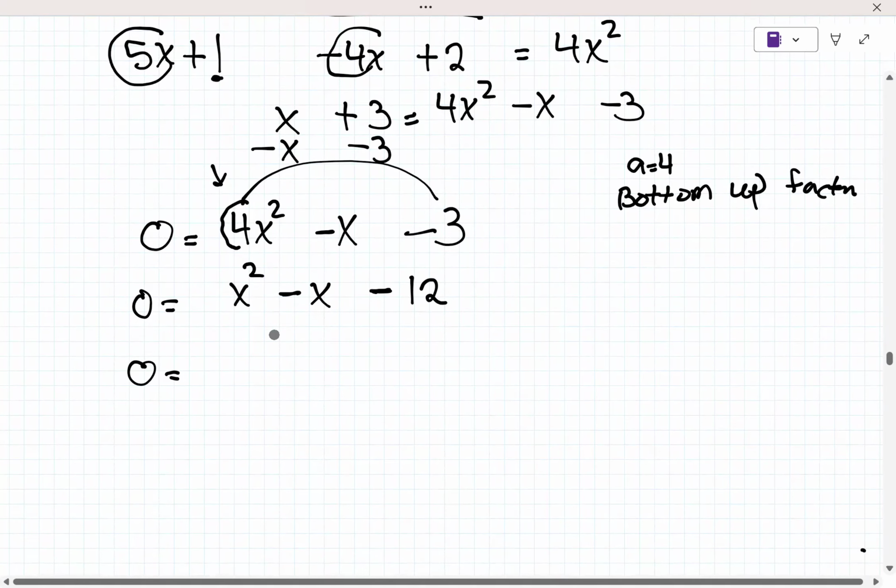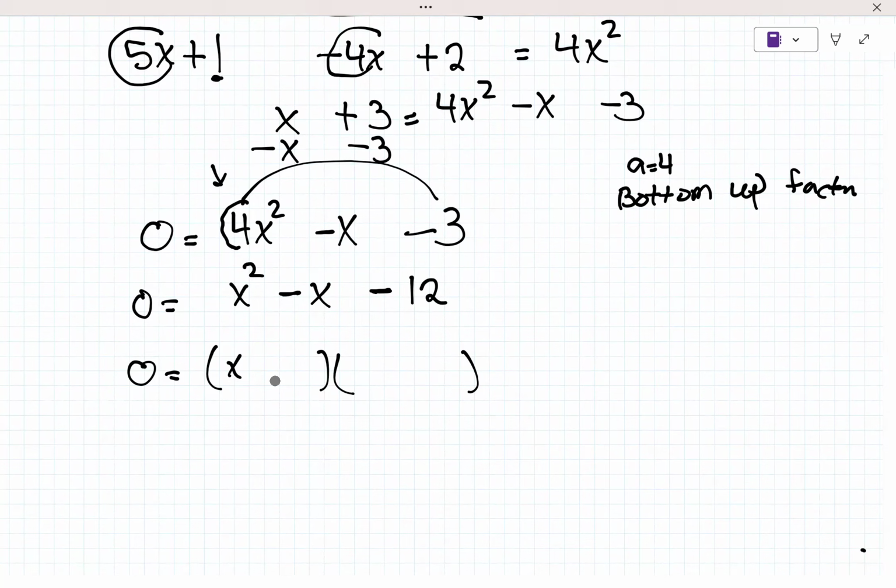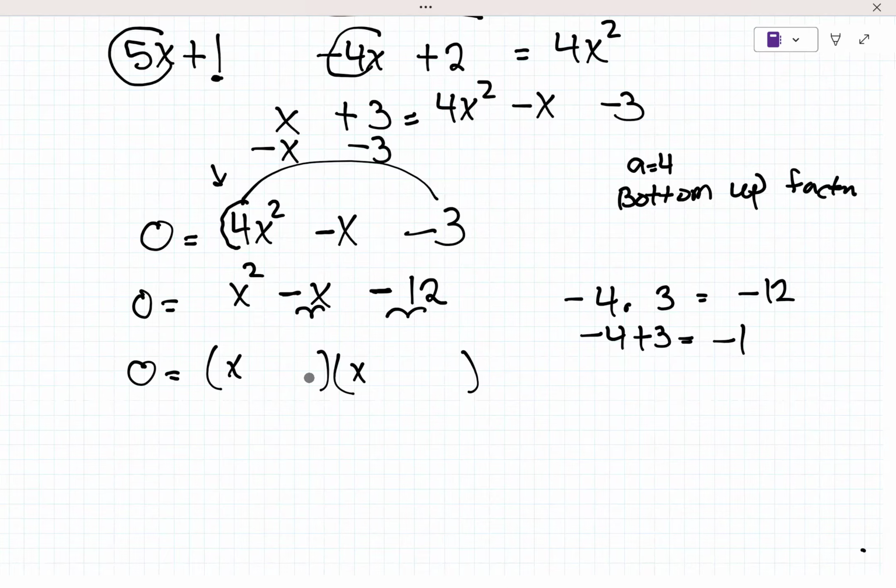This is going to be factored. Let's write out our two parentheses. So it's going to be x times x. And then what two numbers multiply to negative 12 and add to give you negative 1? 4 and 3, right? 4 times 3, and then we'll do negative 4. So negative 4 times 3 is negative 12. Negative 4 plus 3 is negative 1. Now, remember the 4 from here? What you're going to do is divide the negative 4 by 4 and then 3 by 4.